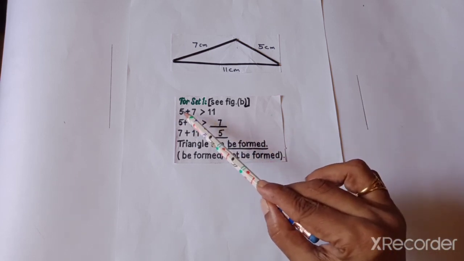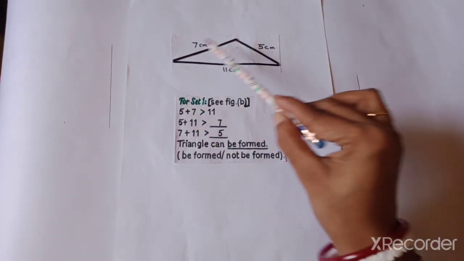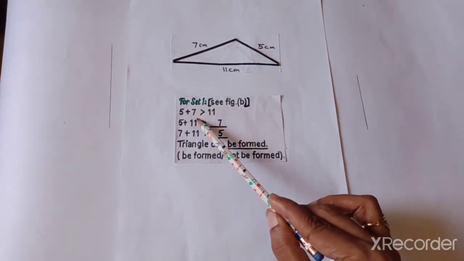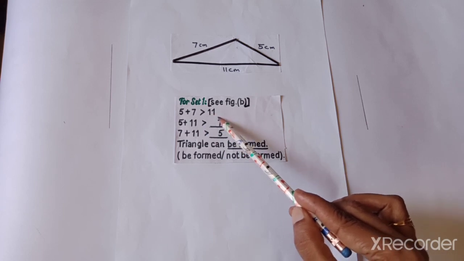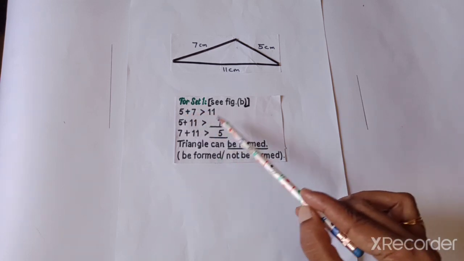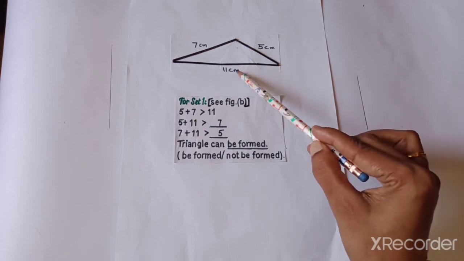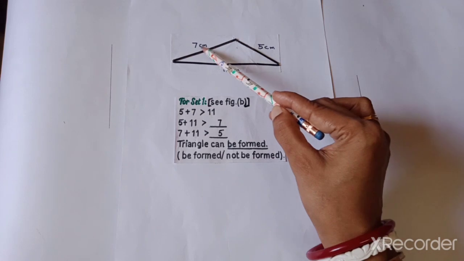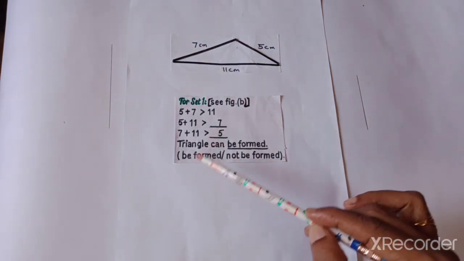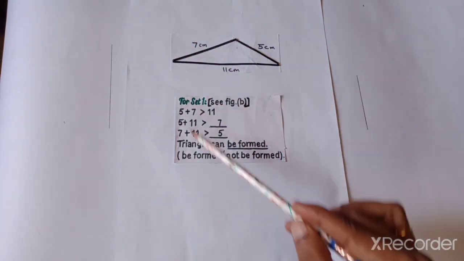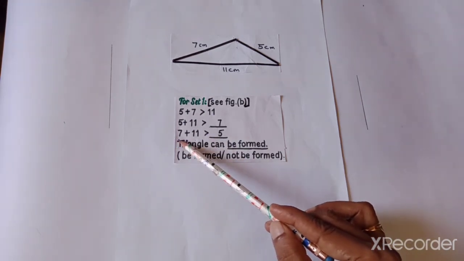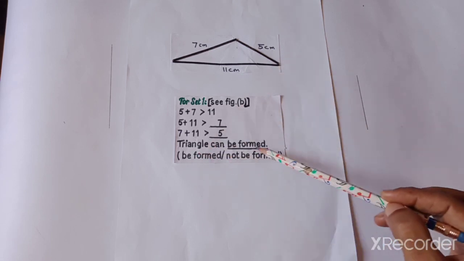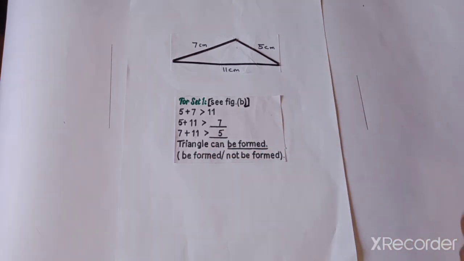See here. First we have taken these two sides, 5 plus 7. 5 plus 7 is 12, and 12 is greater than 11. So here the condition is fulfilled. Now we'll go to the next one. We'll take 11 plus 5, which is 16, and 16 is again greater than the third side. Now we will take these two sides, 11 plus 7, which is 18, again greater than the third side. So here you can see a triangle can be formed.